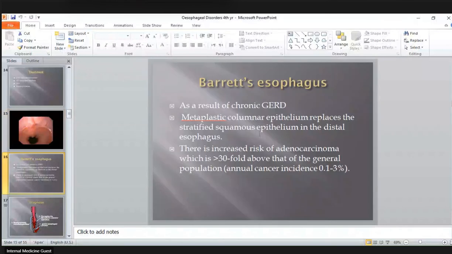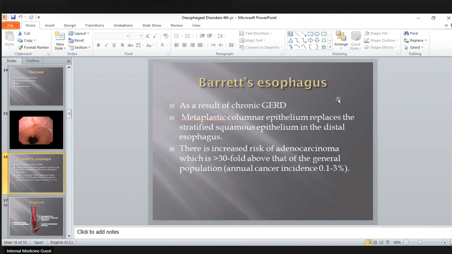Now, we'll talk about Barrett's. In patients with long-standing gastroesophageal reflux disease, as I said, the normal lining of the esophagus is stratified squamous epithelium. Now, metaplasia occurs in this epithelium, and this type of epithelium is changed into columnar epithelium.